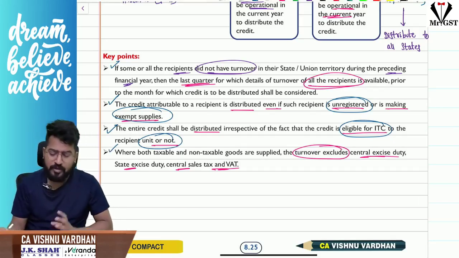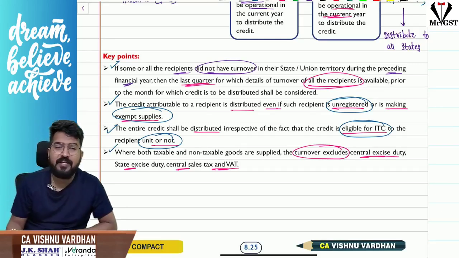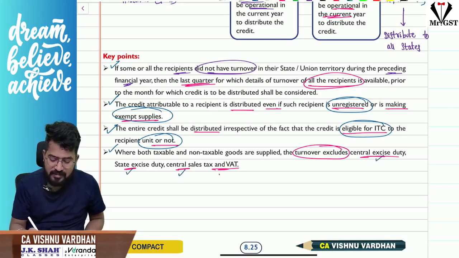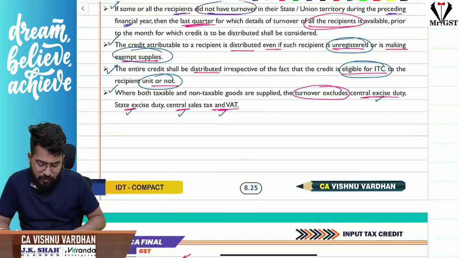Next, sir, when you are calculating the turnover, when you are dealing with both taxable and non-taxable goods, exclude the central excise duty, state excise duty, central sales tax, and VAT. So that is the concept. Am I clear? So these are the key points which we should keep in mind.